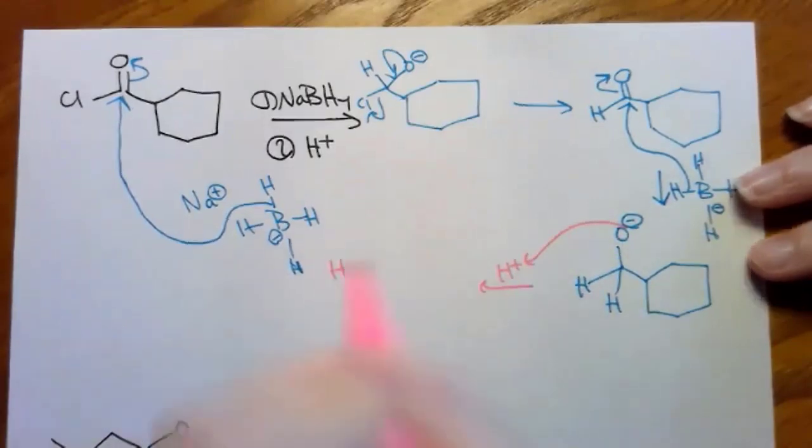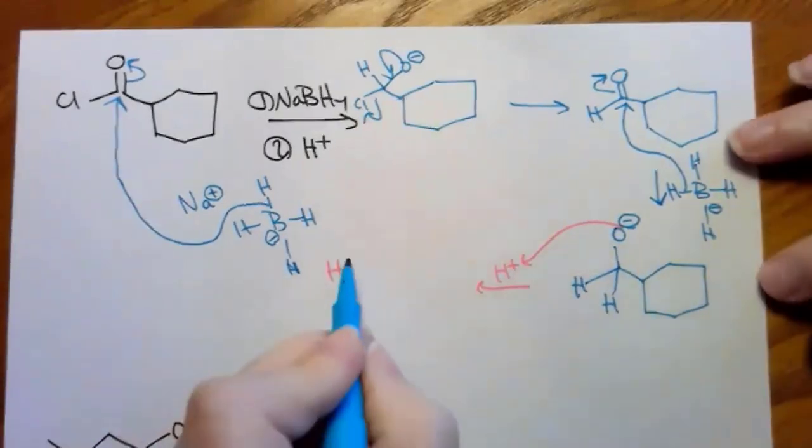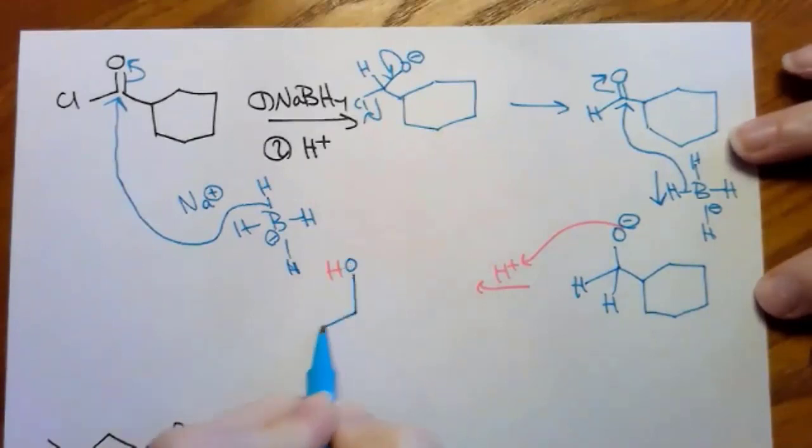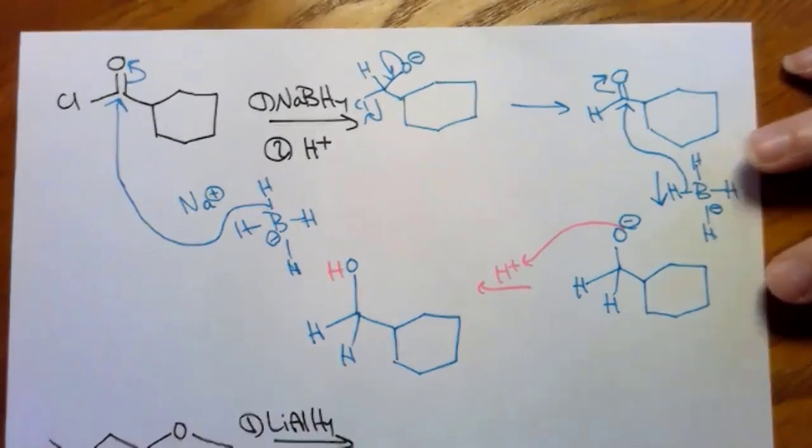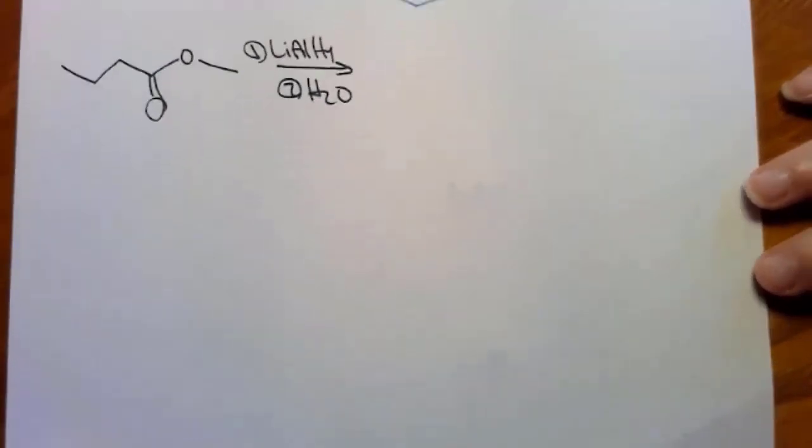Where does the pink hydrogen come from? The acid workup. Where do the blue hydrogens come from? Your hydride donor. Why is that a big deal? Why do I care? So that was an acid chloride. That's the most reactive acid derivative.